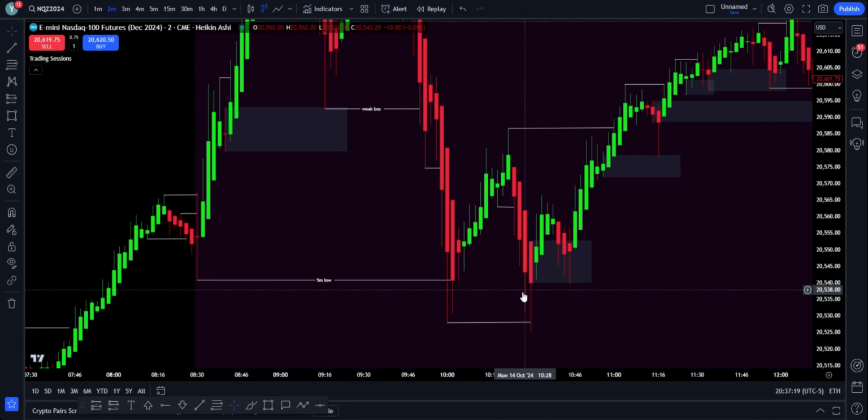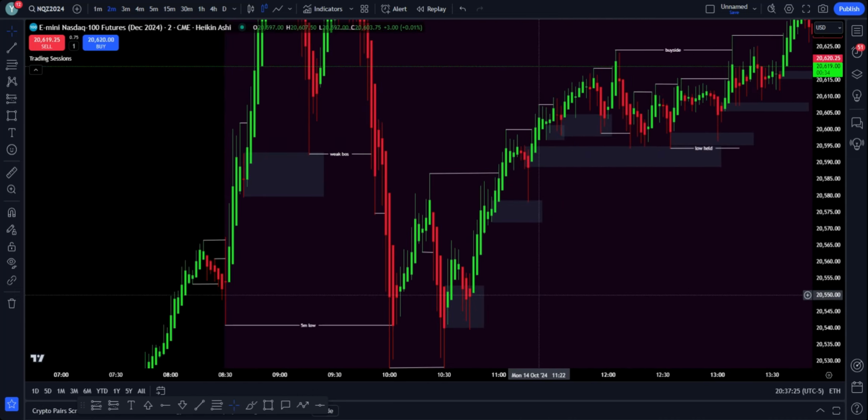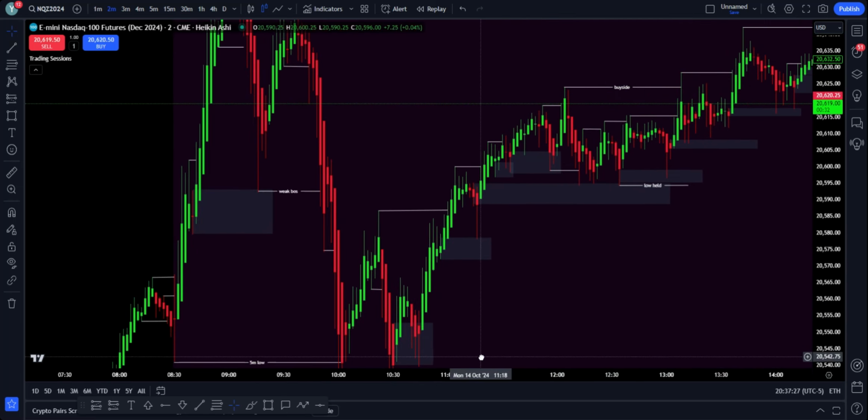As you can see, the market pushed up. There wasn't enough momentum to keep pushing the market down. Then you just turn around and take out this high over here. So now we shift structure from a bearish market to a bullish market.